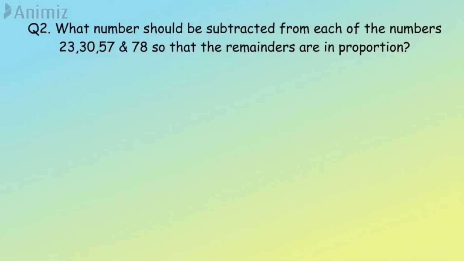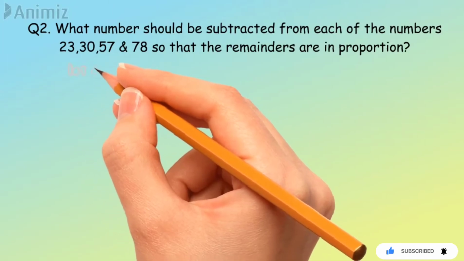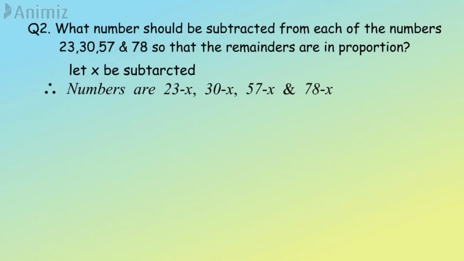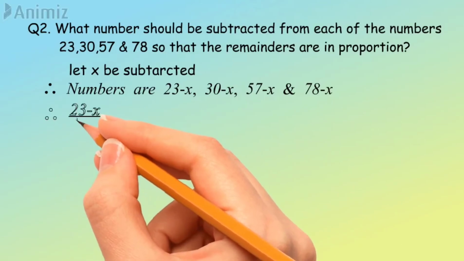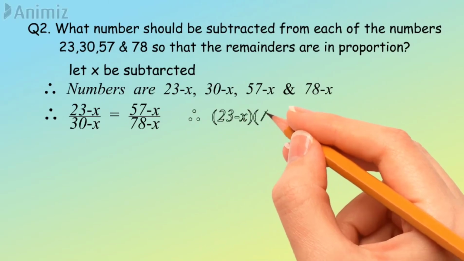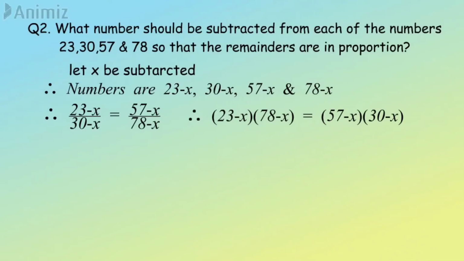Now let's solve the next one. What number should be subtracted from each of the numbers 23, 30, 57 and 78 so that the remainders are in proportion? So like previous time you have to consider let x be subtracted. So the numbers are 23 minus x, 30 minus x, 57 minus x and 78 minus x. Now arrange them in the form of proportion. Now on cross multiplication, same way you will get multiplication of first term with the last term and second term with the third term. Now expand them as we have done in the previous sum.